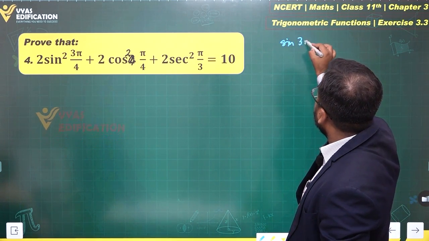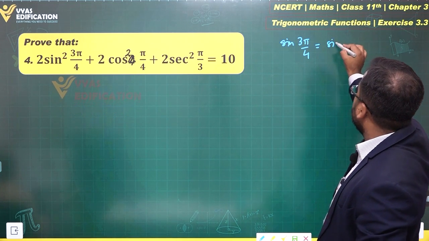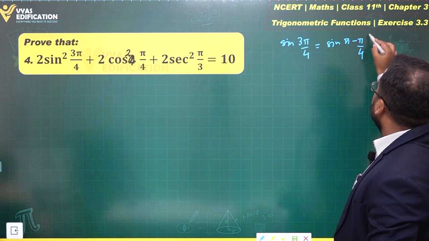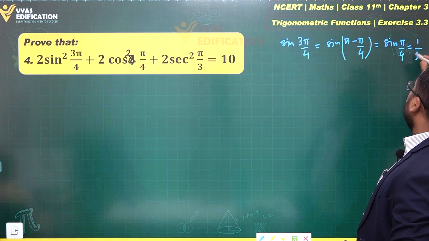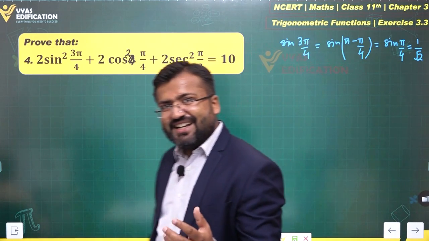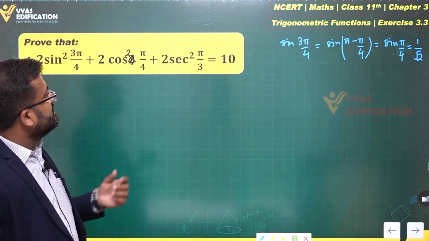Sine 3 pi by 4 can be written as sine of pi minus pi by 4, which is equal to sine pi by 4, which is 1 by root 2. This is something which you will require, right? Sine 3 pi by 4 is an allied angle, and this is what you require.